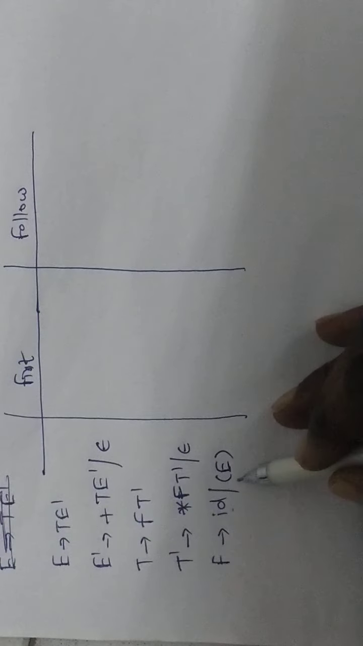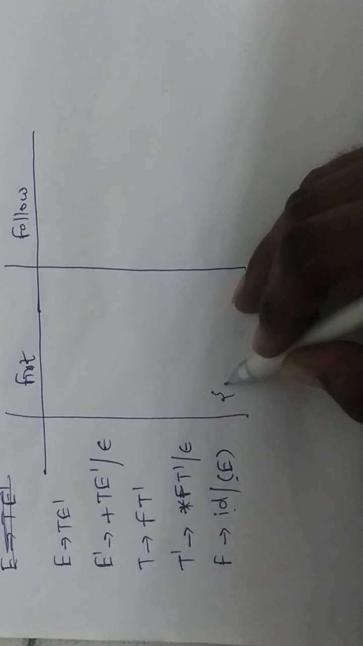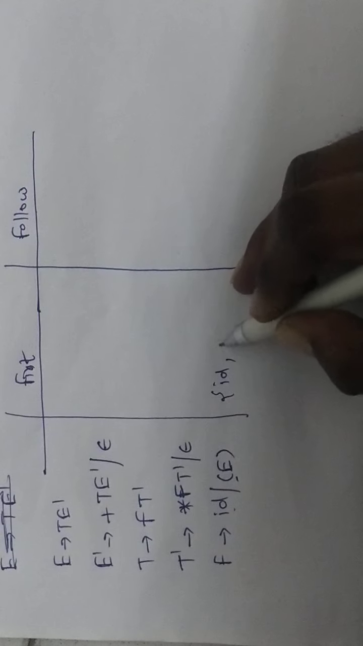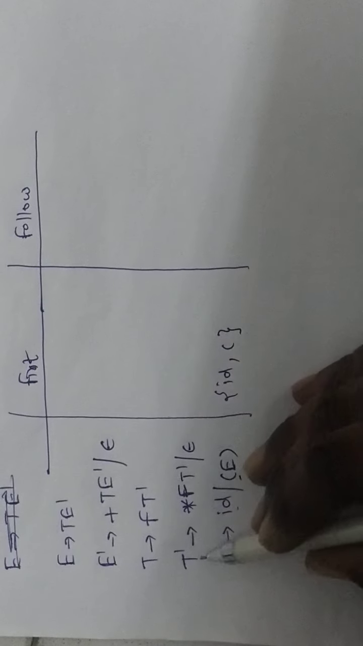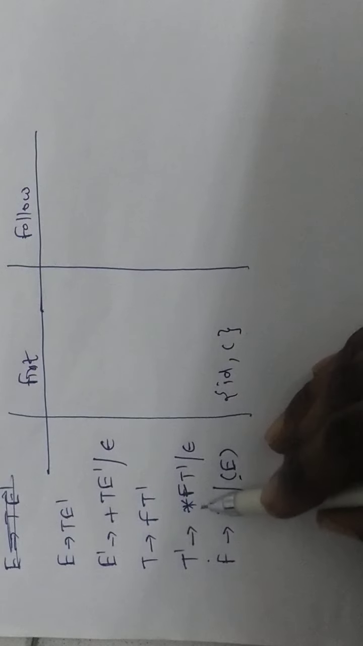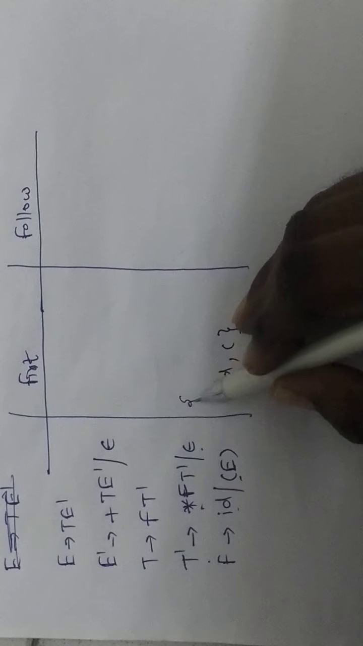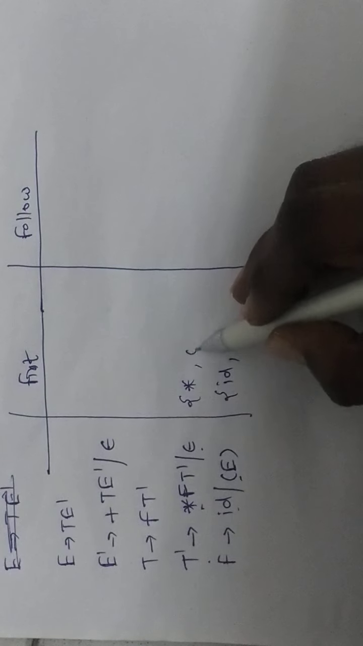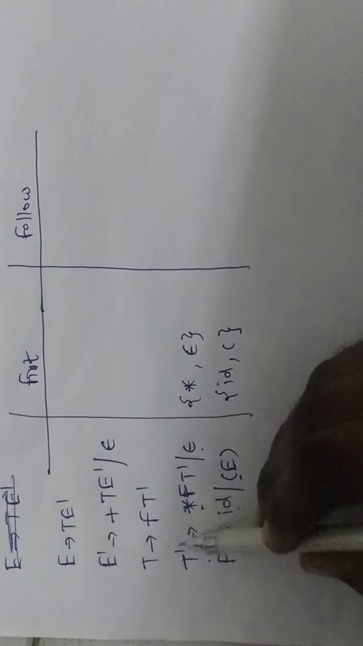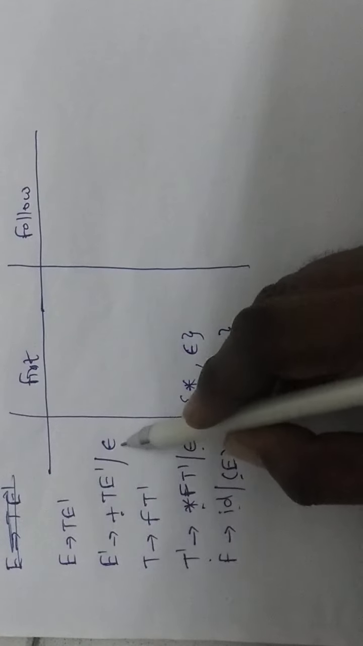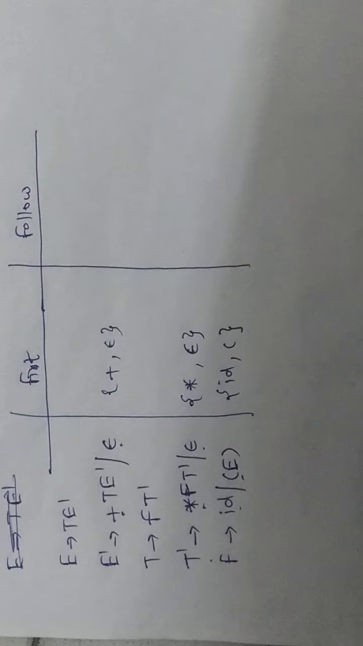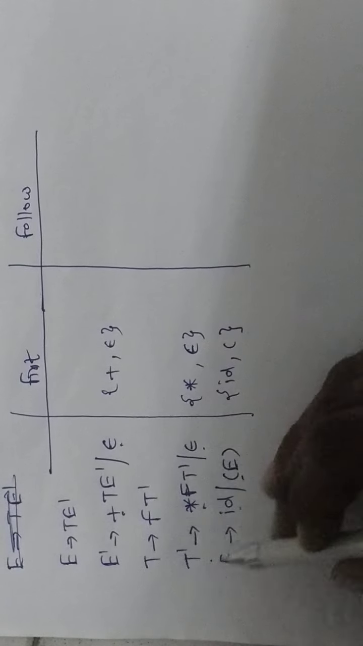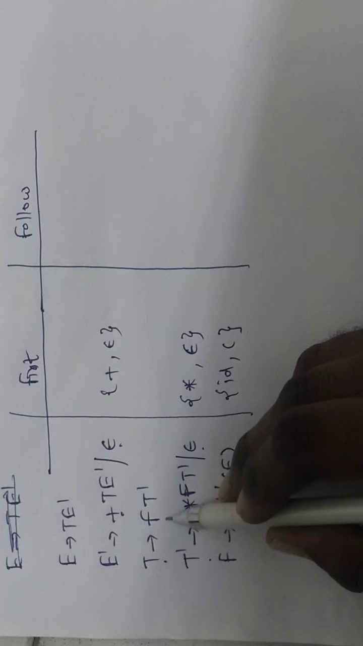First of F is id and open bracket, right? The first of F set contains id and open bracket. This is easy. When it comes to T dash, what is the first of T dash? Star and epsilon. So whatever terminal comes first, that will be the first of that particular non-terminal. What is the first of E dash? First of E dash is plus and epsilon, right?